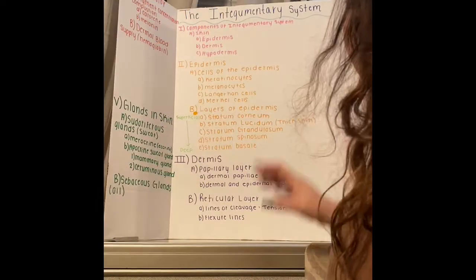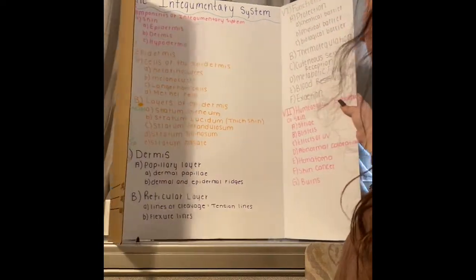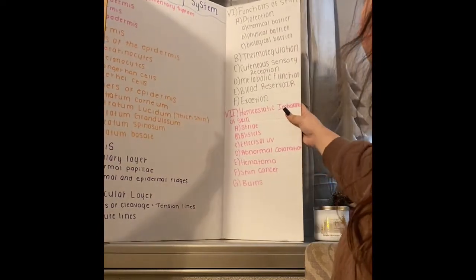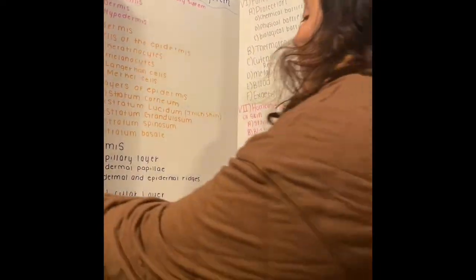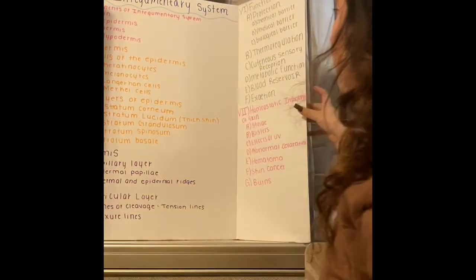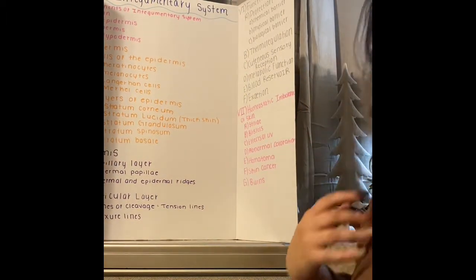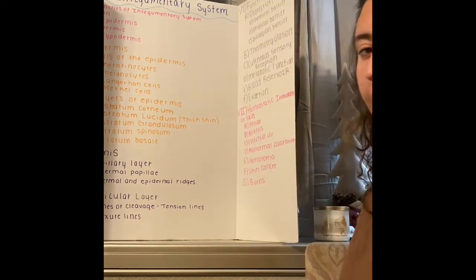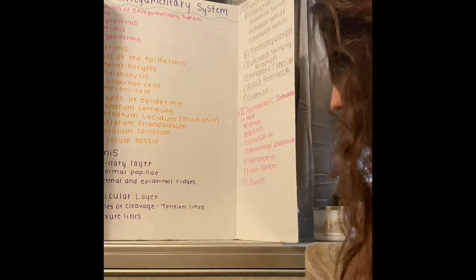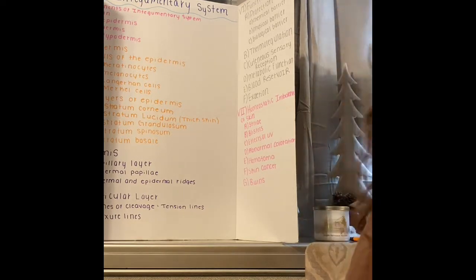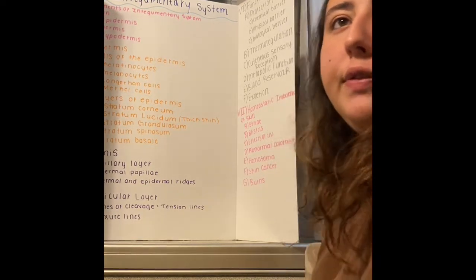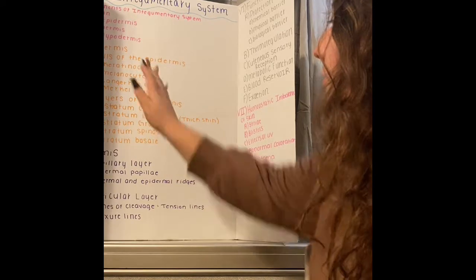Next, we have our functions of skin. We have different types of functions for our skin. The first one being protection. We have different types of barriers that protect our skin and ourselves, like a chemical barrier, which is like our melanin, and a physical barrier, which is like being waterproof, which helps from the keratinocytes.